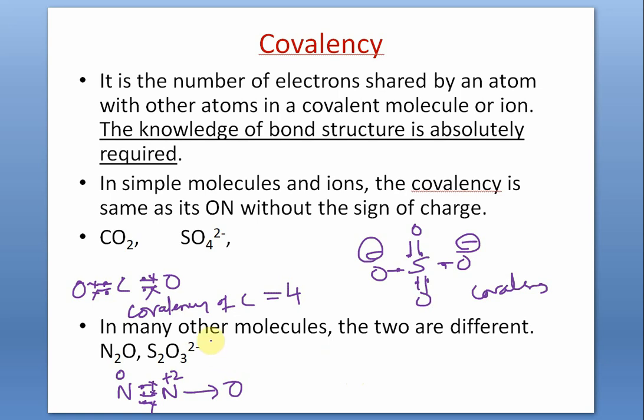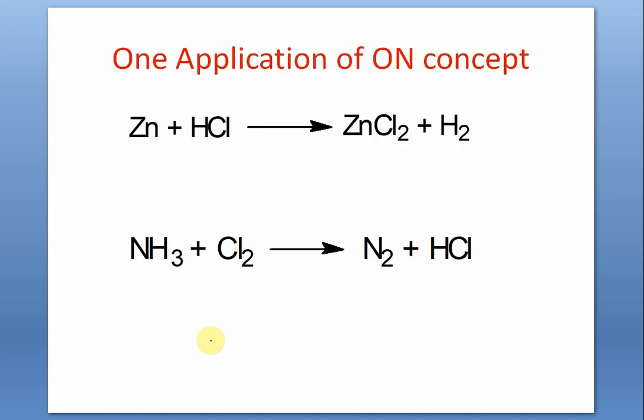In simple molecules, simple ions, yes, the number of electrons shared is the same as the number of electrons lost. That is the charge, the theoretical charge. But in many cases they won't be. So I will not ask you to give more importance to covalency. Give more importance to oxidation number. Practice. Now see, what is the application of oxidation number? In the coming videos, we will be extensively using oxidation number in redox reactions.